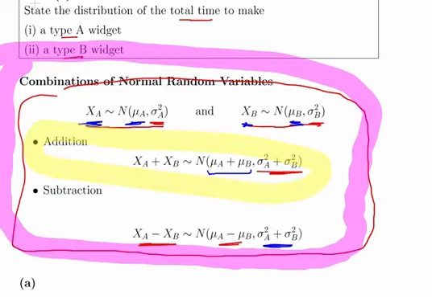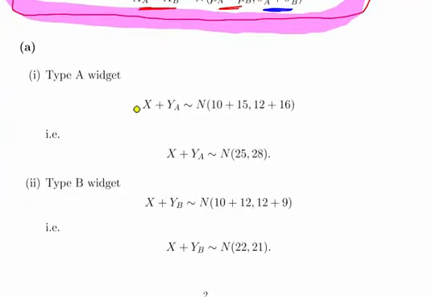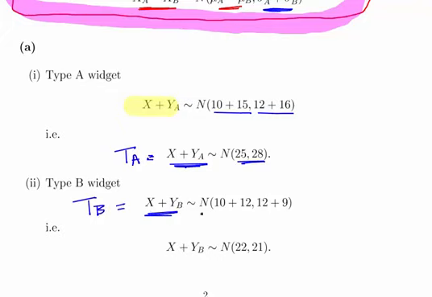Okay, so essentially we just add the means for X and YA, and X and YB. So the mean is 10 plus 15 and the variance is 12 plus 16. Overall, the total time for A is the preparation time and then the finishing time, and that is a mean of 25 and a variance of 28. Likewise for the total time for B, the preparation time, which is common to both, and then the finishing time for widget B. So it is 10 plus 12, and 12 plus 9, so that ends up as a mean of 22 and a variance of 21. Okay.